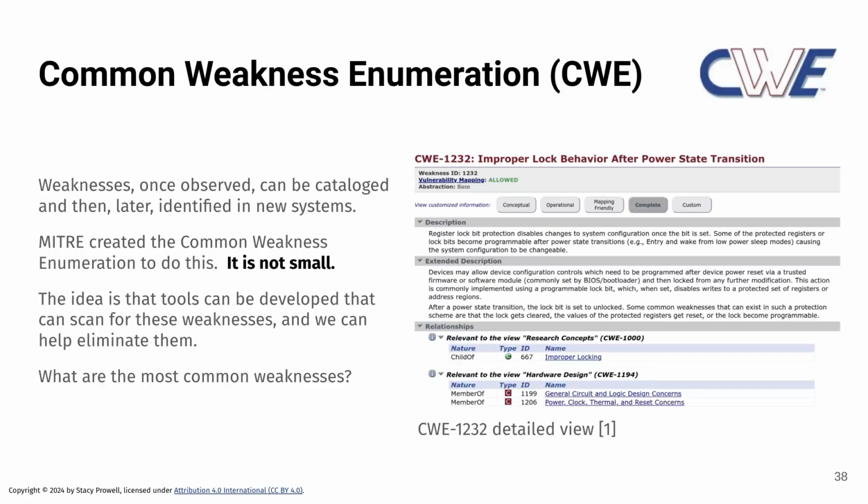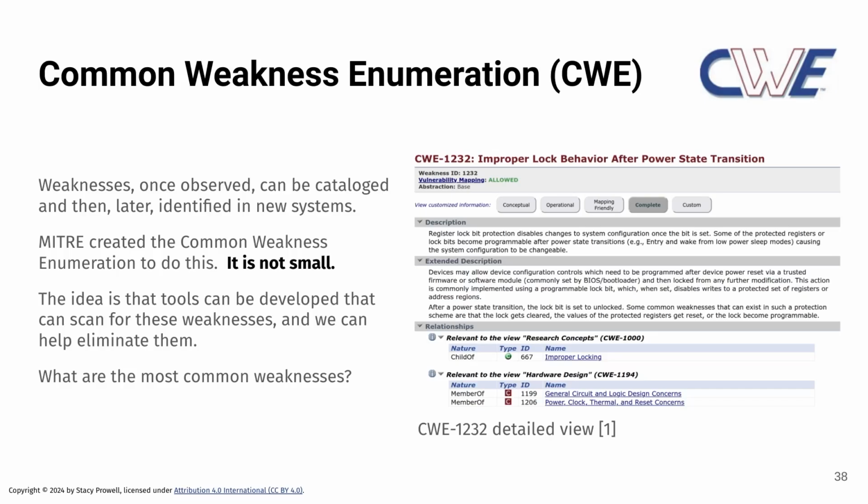MITRE has something called the Common Weakness Enumeration, the CWE. Once we've observed a weakness out in the world, let's say we have an exploit, and we say, what's the vulnerability? We put that in the CVE. And we say, what are the weaknesses on which this vulnerability depends? We go and identify those, try to assign them to different categories, and put them in the CWE. And that's great. That gives us a list of things to check our code against to see if we have any of those weaknesses.